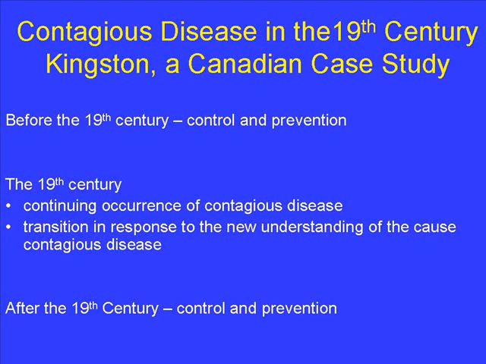The story I want to tell you is the story of contagious disease as it occurred in Kingston in the 19th century. Now, in order to tell the story, I'm going to tell it in three parts. The first part will be short, and it will be an effort to set the stage as to what had been achieved before the 19th century in regard to the control and prevention of contagious disease.